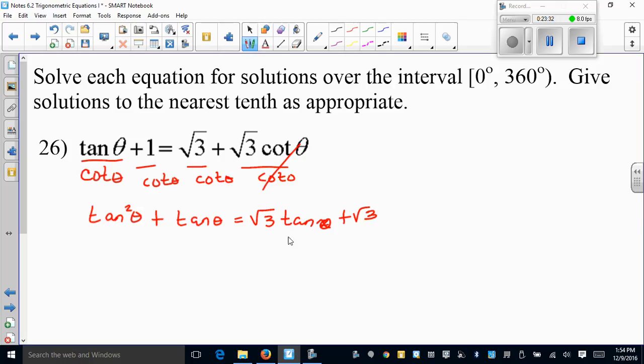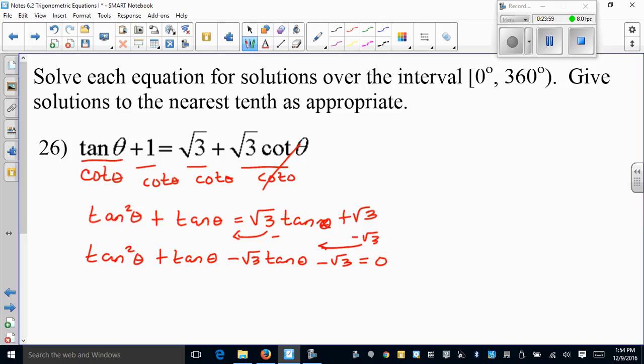Okay, so I'm going to bring these guys to the other side. So I have now tangent squared of theta plus tangent of theta. Move this guy over by subtracting. So minus radical 3 tangent. And I'm going to subtract this guy also and bring him over, minus radical 3. All of that equals 0.